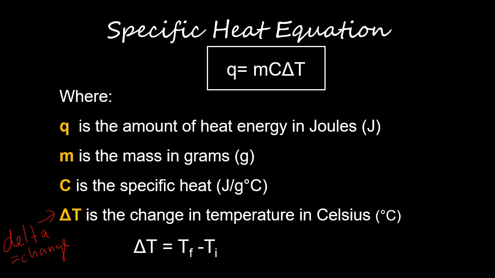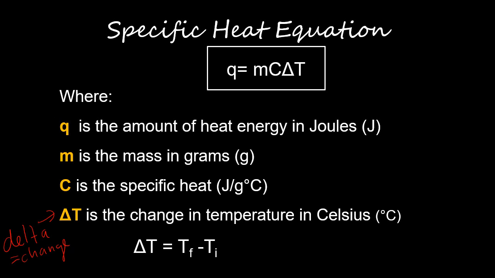So let's break this down. All the letters in yellow are our variables, and then in parentheses at the end is our units of measurement. So Q is the amount of heat energy in joules. We're familiar with that by drawing our heat flow diagrams, Q in and out, when we measure that in joules of energy. M is going to represent mass in grams. We've used mass before in our density equation, and we're going to use G for grams for that one.